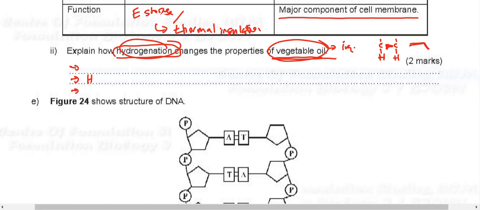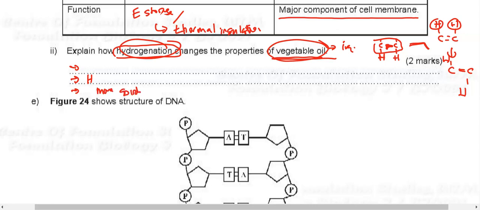Okay, the next point that you can write is about cis double bonds. Previously this is a type of cis double bond, where the hydrogens are on the same side. Okay, cis double bonds can convert into trans double bonds. So from cis convert to trans. So with trans double bonds, cis fat becomes trans fat and becomes more solid.